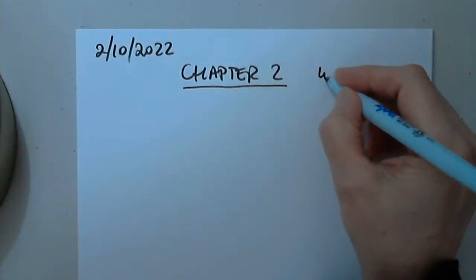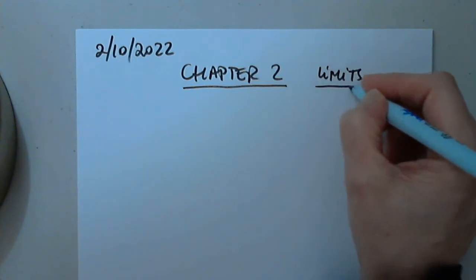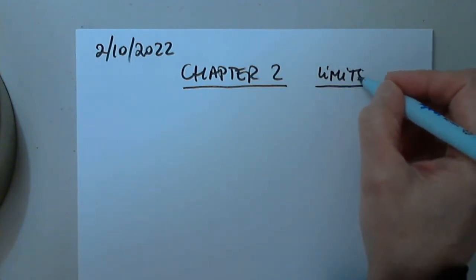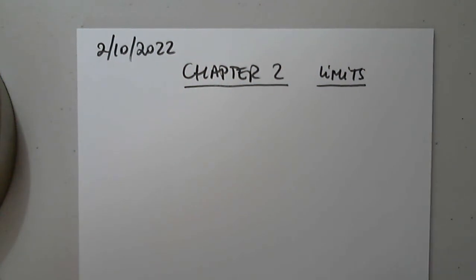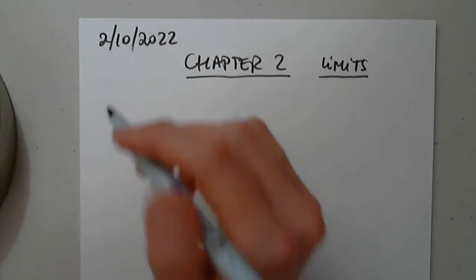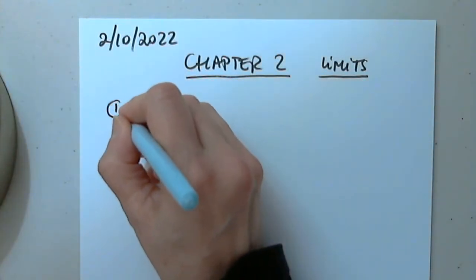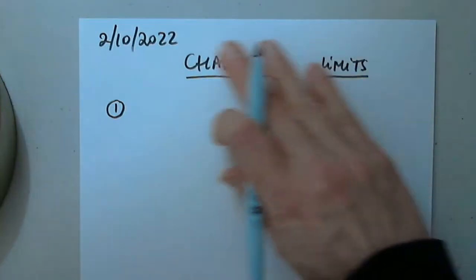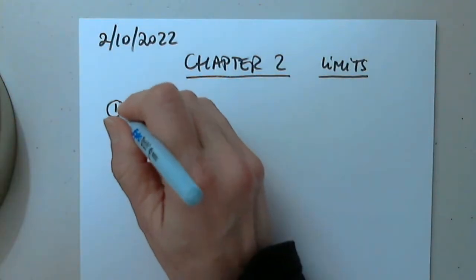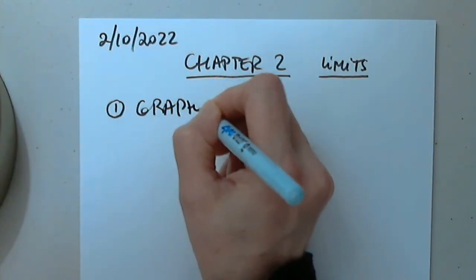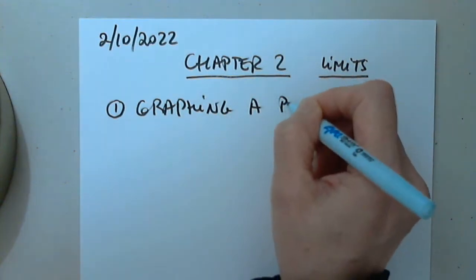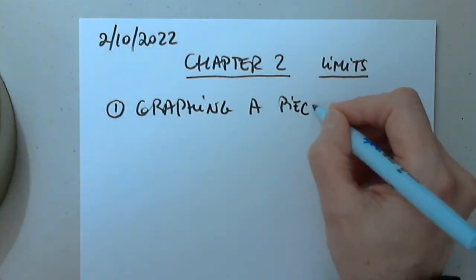13 weeks. Okay, so chapter 2 deals with limits. The entire course deals with limits, and the next one, and the next one. So you will never get away from this, from limits in math. I'd like to start with 2 topics before we even talk about anything. The first topic is graphing a piecewise defined function.